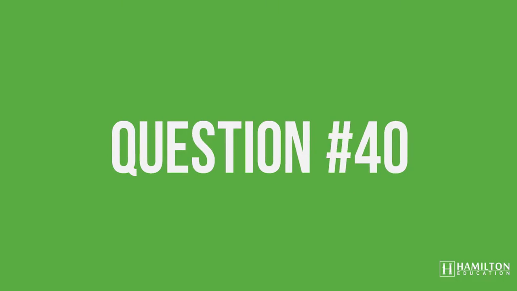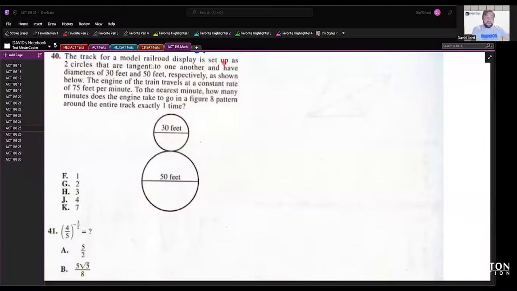Question number 40. The track for model railroad displays have two circles that are tangent to one another and have diameters of 30 feet and 50 feet, as we can see below. The engine of the train travels at a constant rate of 35 feet per minute. So far the units are the same. To the nearest minute, how many minutes does the engine take to go in a figure 8 pattern around the entire track exactly one time?